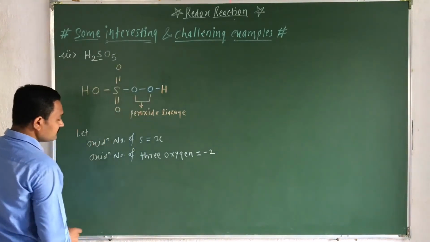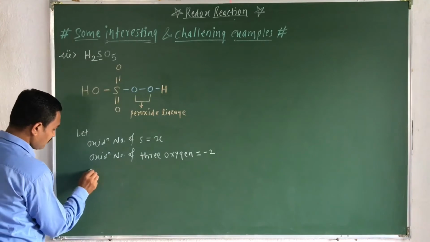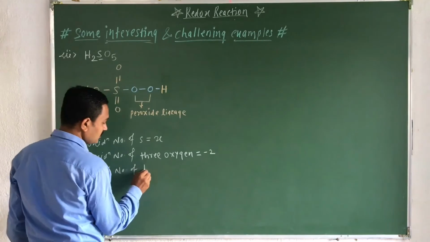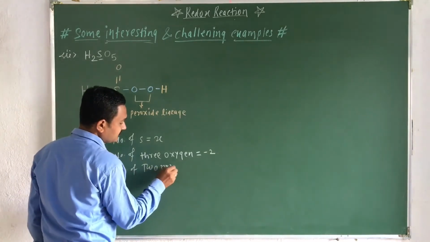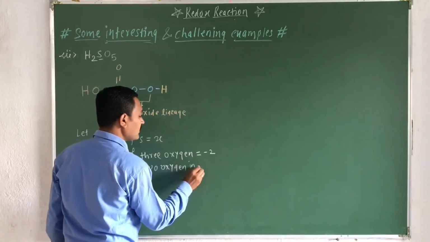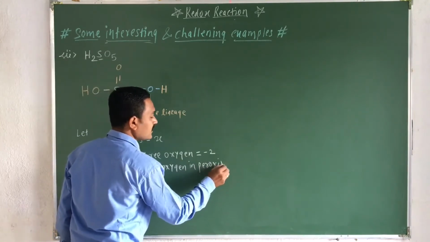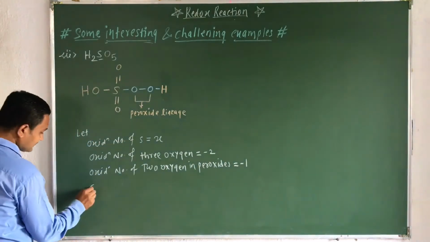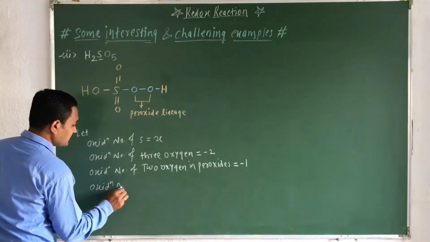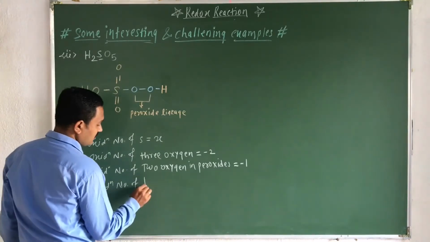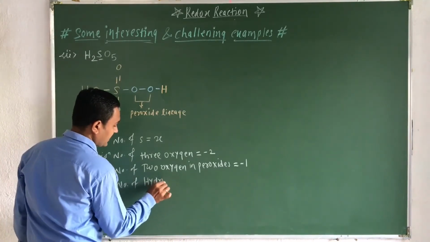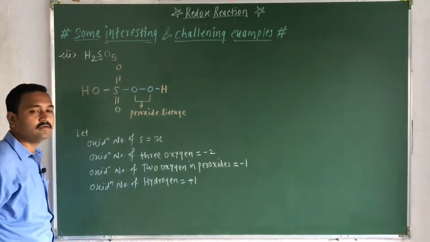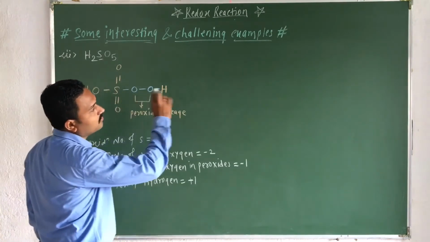Again, what about the 2 oxygen atoms? The oxidation number of 2 oxygen in peroxides equals -1. And lastly, the oxidation number of hydrogen equals +1.